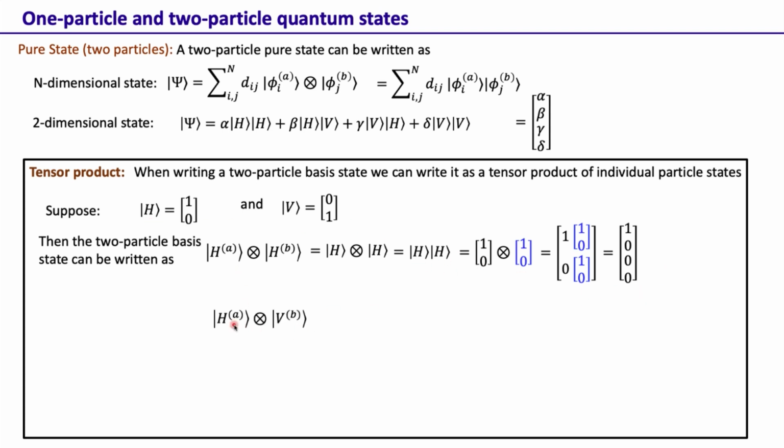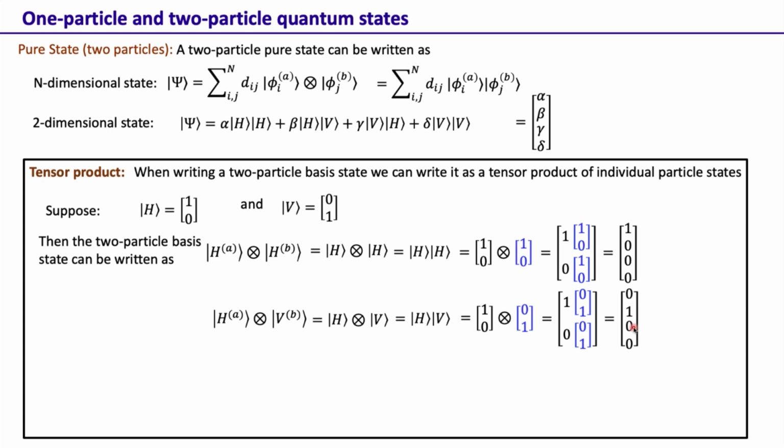So if it's HV, this was HH, so if we take HV, we don't need to write A B, so we can write like this or like that. These are all equivalent representations, and in that case we have 1 0 tensor 0 1. So this 1 0 coming over here, then we multiply each with 0 1, and so it becomes 0 1 0 0. This 0 multiplying with 1 gives us a 0. So that's the two particle state HH, and this one is the two particle state HV. So that's how we calculate the tensor product.